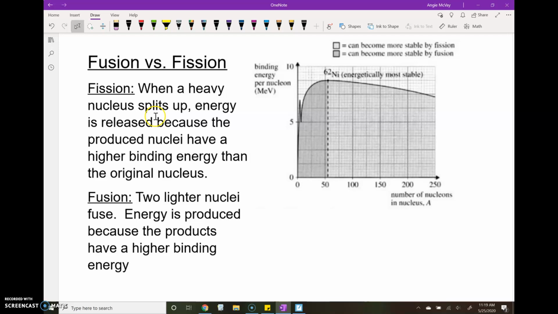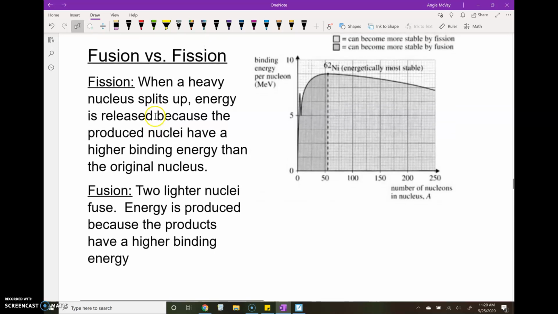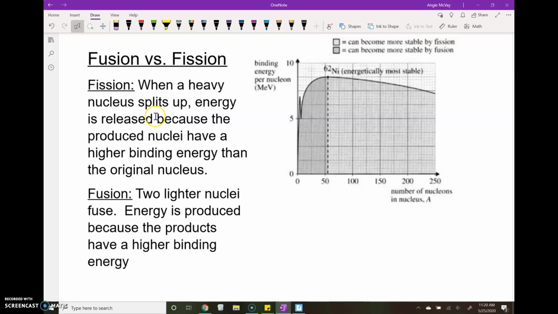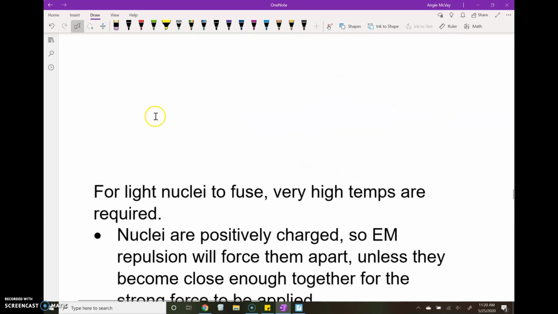All right, so again, fission versus fusion. Fission is when a heavy nucleus splits up, and energy is released because the produced nuclei have higher binding energy than the original nucleus. Fusion is when two lighter nuclei fuse or join together, and energy is produced because the products have higher binding energy. So there's always a difference in the amount of energy between the parent nucleus or nuclei and the daughter nucleus or nuclei, and that difference is what is released.